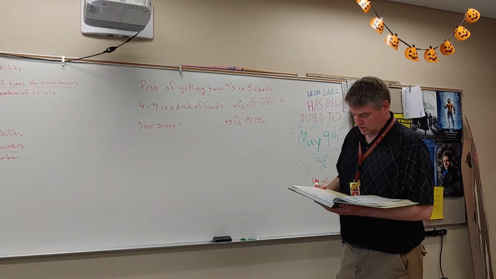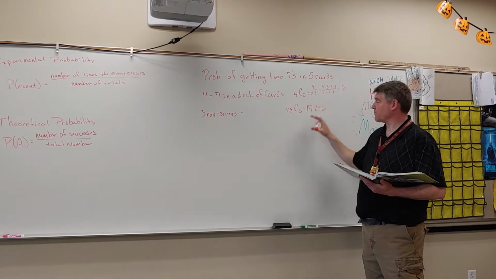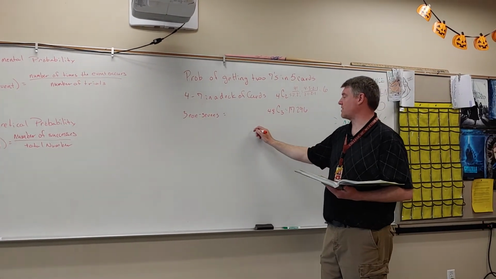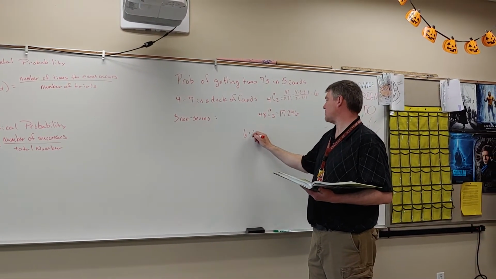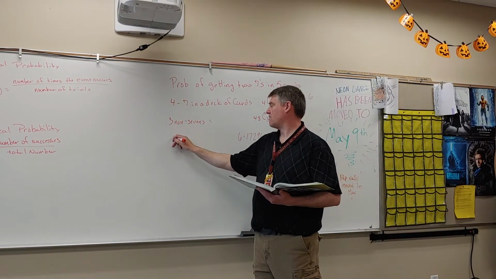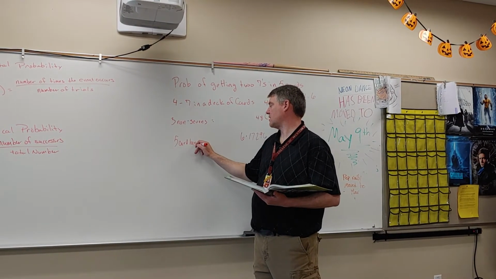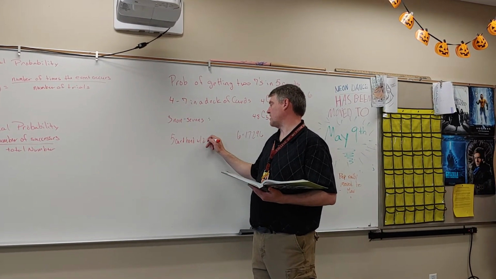Okay? So now if I want a combination between these two, what I'm going to do is multiply these together. So 6 times 17,296. This is a 5-card hand with 2 7s.